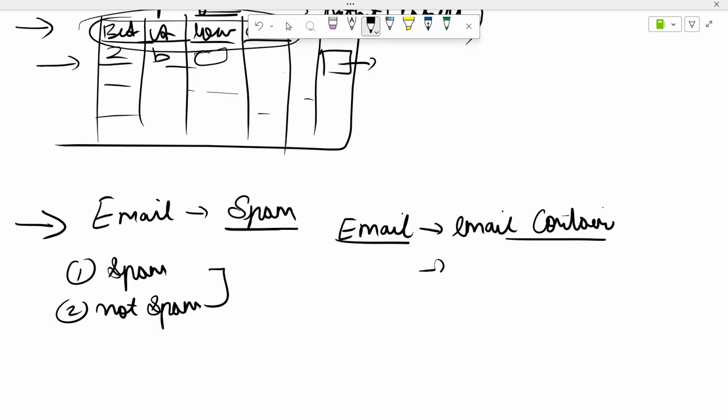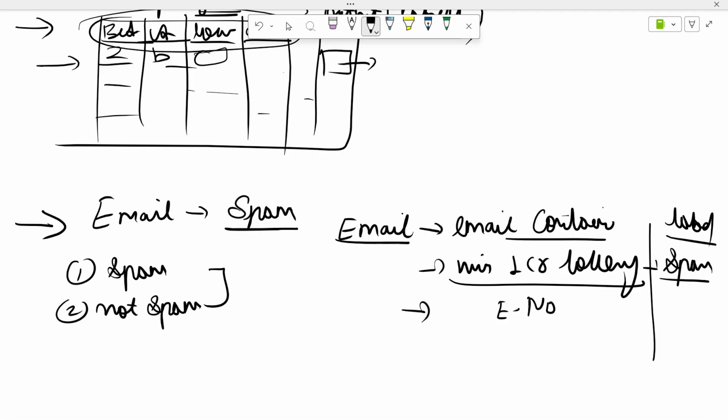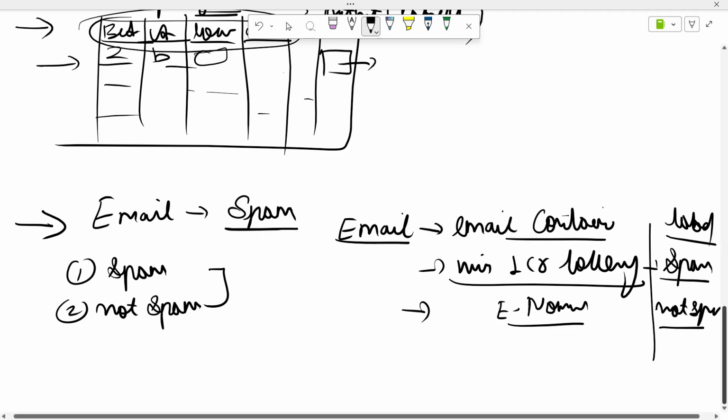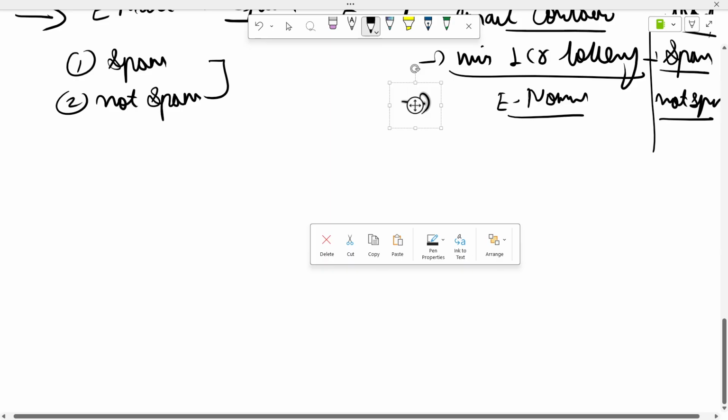So email content can be "win 1 CR lottery." This is the content of the email, and it is clearly spam, so it will be marked as spam. So spam is a label. And let's say, "Dear customer, please update your nomination in your bank account." This is a completely valid mail, so it will be marked as not spam. So guys, these are the input features. The input features are the text or email content, and the output is a label, which is spam or not spam.